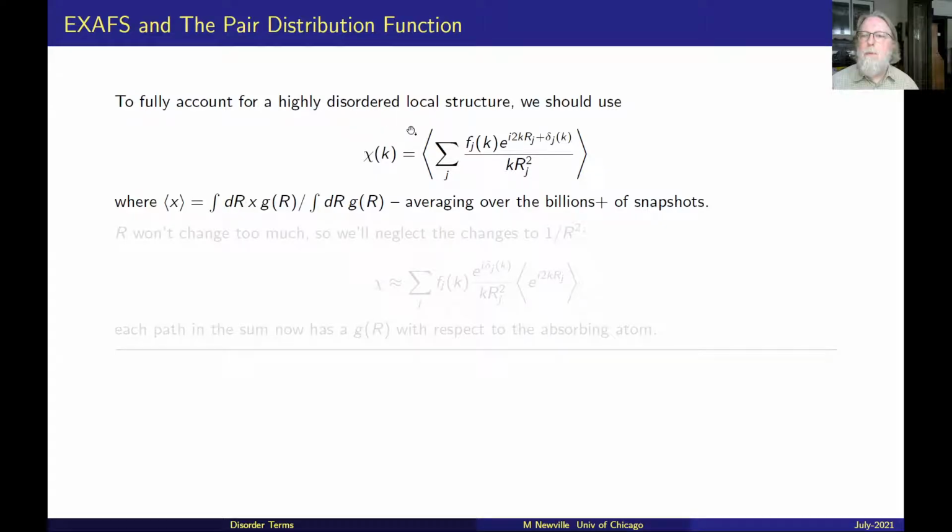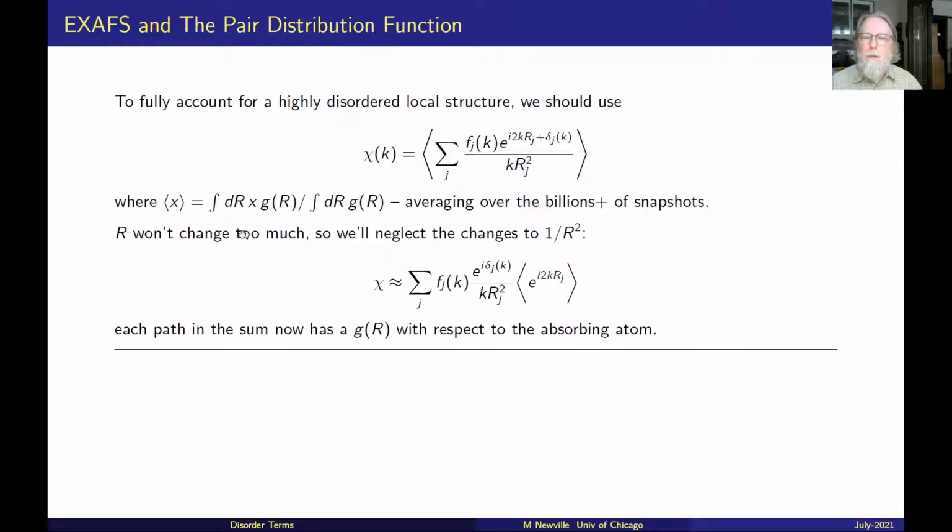To fully account for the disorder, we really should take an ensemble average of our simplified XAFS equation. I slowed the XAFS equation down, and I kept this as e to the i2kR instead of the sine function. We should really average that. That's really what we're doing, averaging over billions of snapshots over the pair distribution function. R won't change much in the 1 over R squared, so we'll neglect that and pull it out, but we still get a thermal average of e to the i2kR, or sine kR. Each path in the sum now has G of R that needs to be taken into account, so you could really average over G of R.